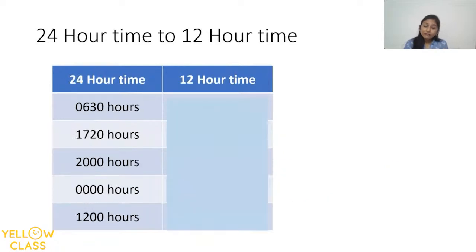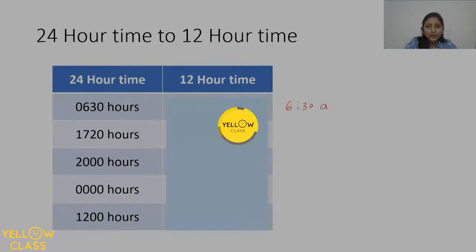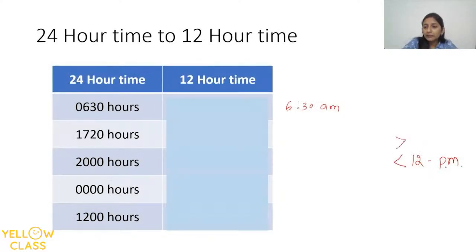All right. So let's do the reverse of it. How am I going to convert 24-hour time to 12-hour time? This is also easy. In the previous thing, we were adding 12. Now we will subtract 12 to come back to the same number. So let's see. It is 0630, right? So that will be AM only. So we will write 6:30 AM. Greater than 12, we will write PM. And any number less than 12 is AM. Isn't it? Yes, that's what we are doing, right?